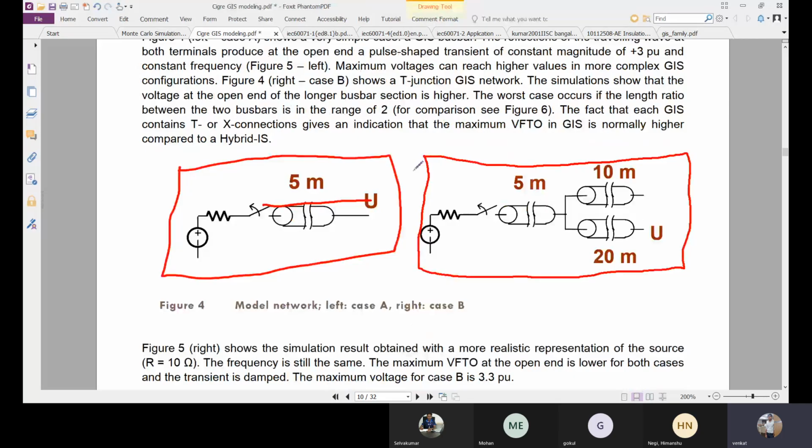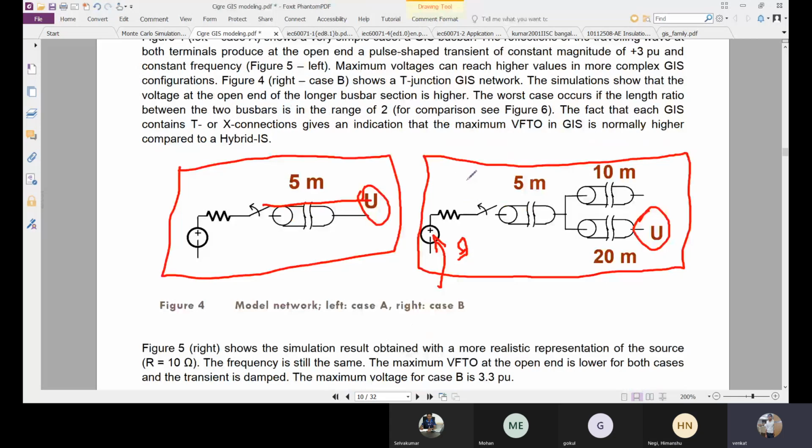In the first example, we have a radial system. Let us assume this is a bus bar. This bus bar is about 5 meters in length. Now we are meeting a T junction, and we are measuring the voltage at this point after 20 meters. Here we are measuring the voltage, which is U. At the first condition, we have a voltage source, which is an ideal voltage source.